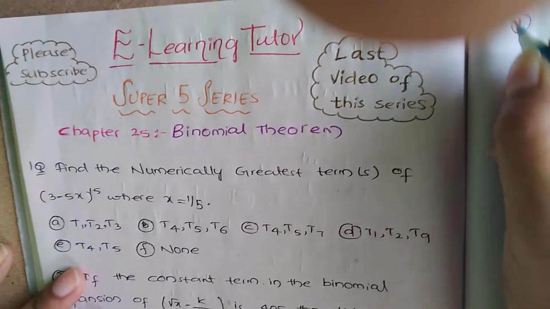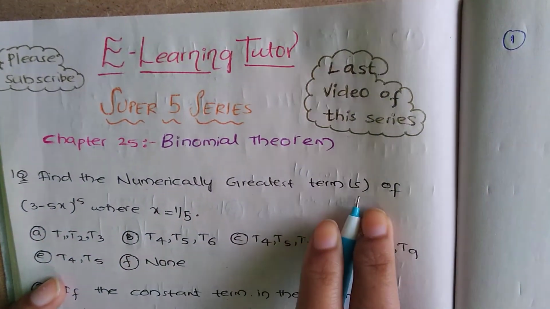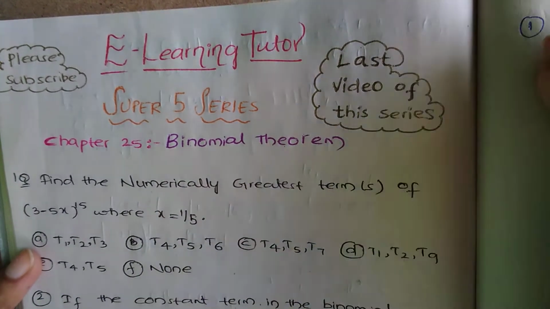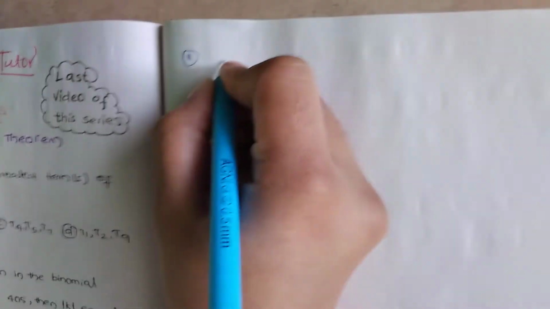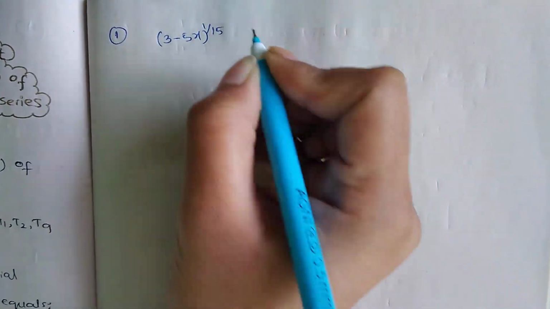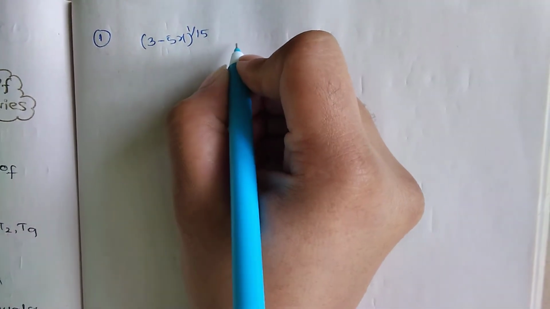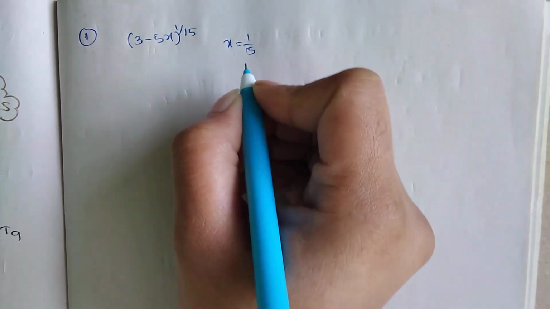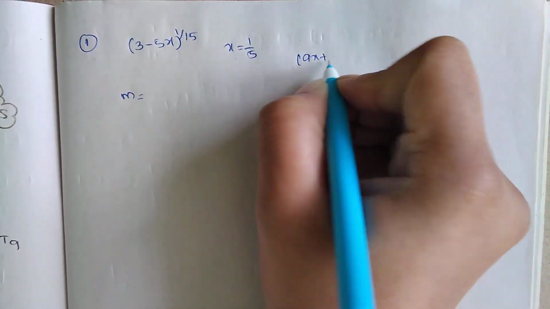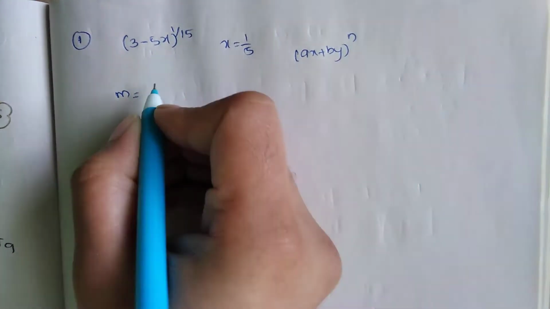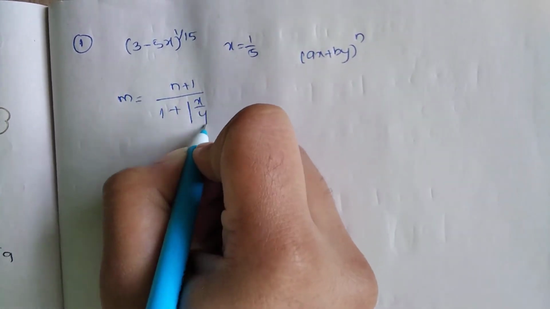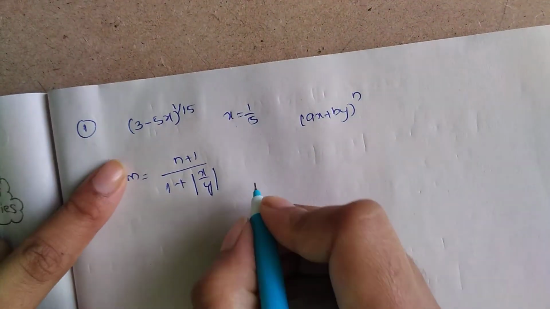Well, first question. Find the numerically greatest term or terms of this expansion where x is 1 by 5. We all know the formula for it, right? For this, we have to find the numerically greatest term where x is 1 by 5. Then what is m? Generally, for this formula, m will be (n plus 1) by (1 plus mod x by y). Same thing applies to this now.